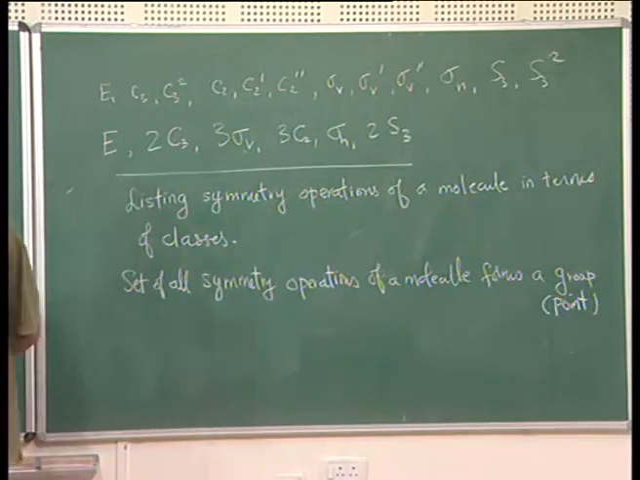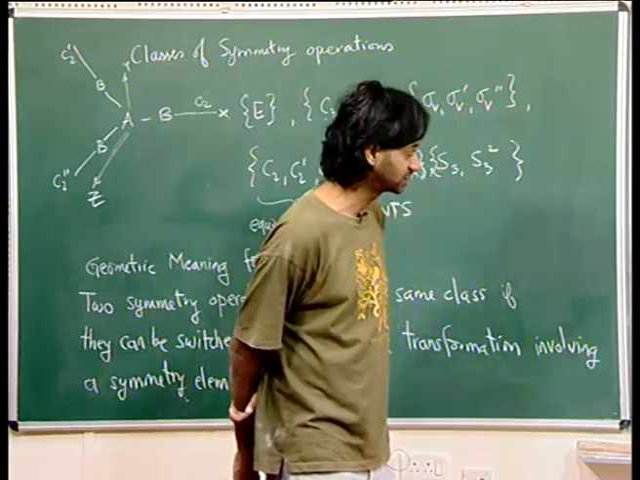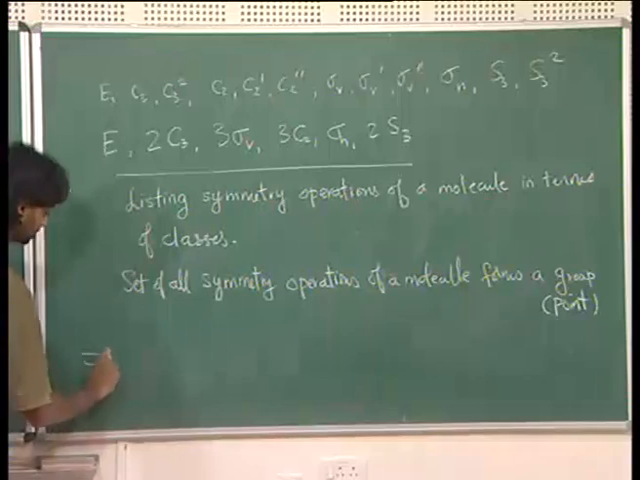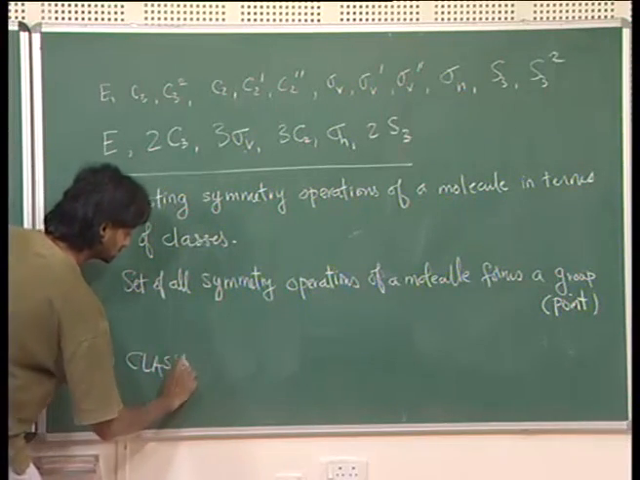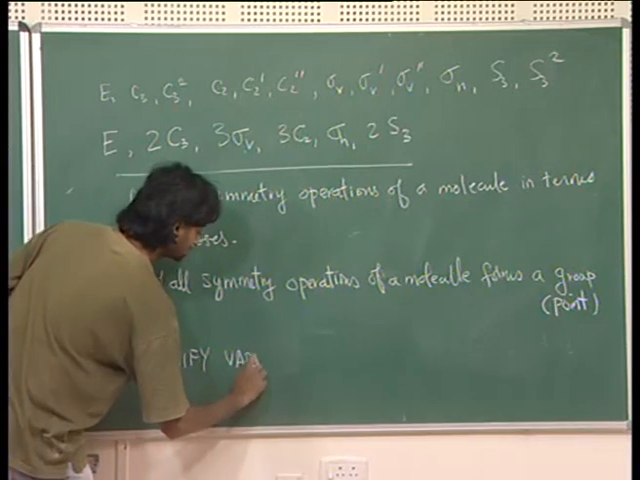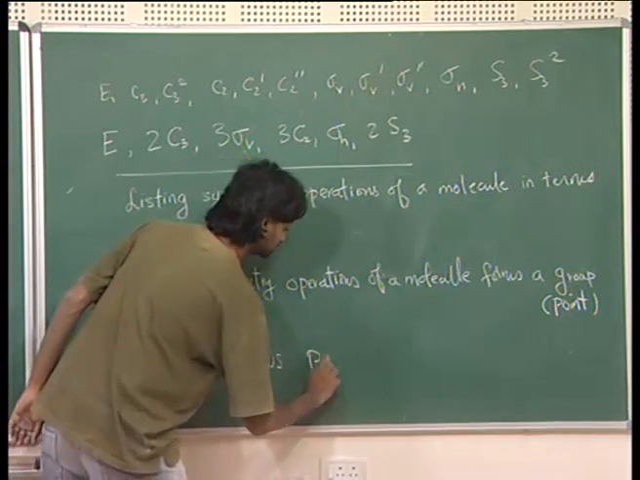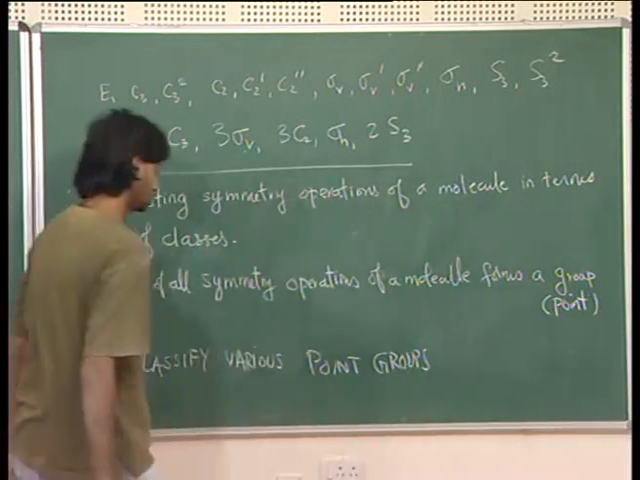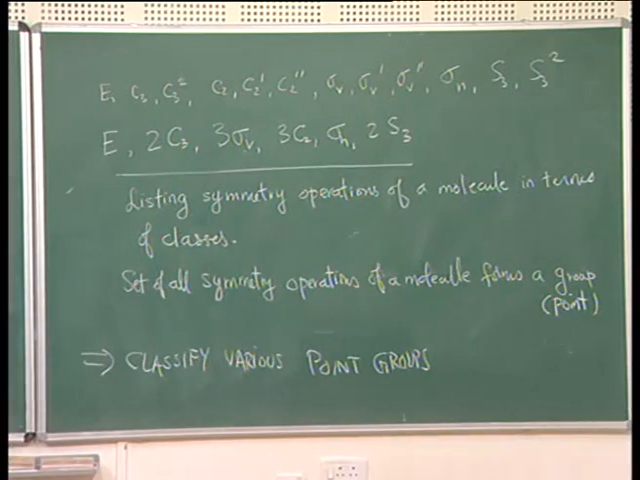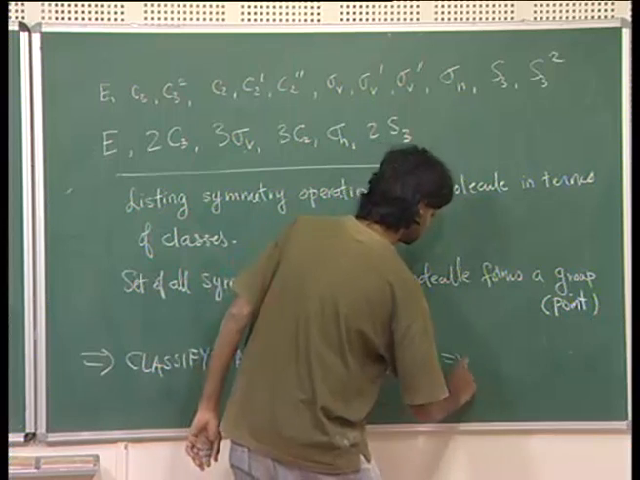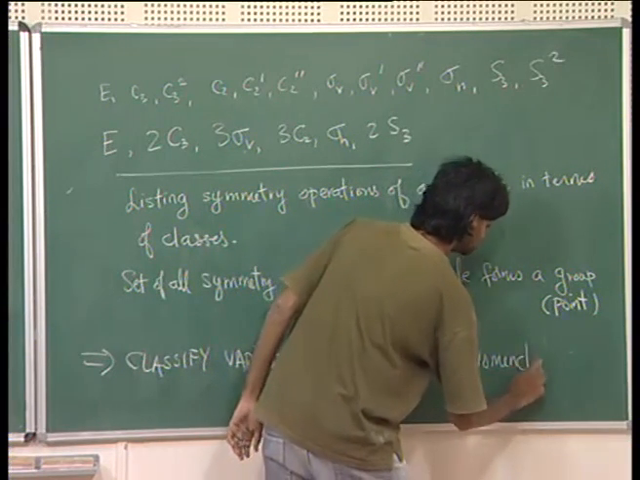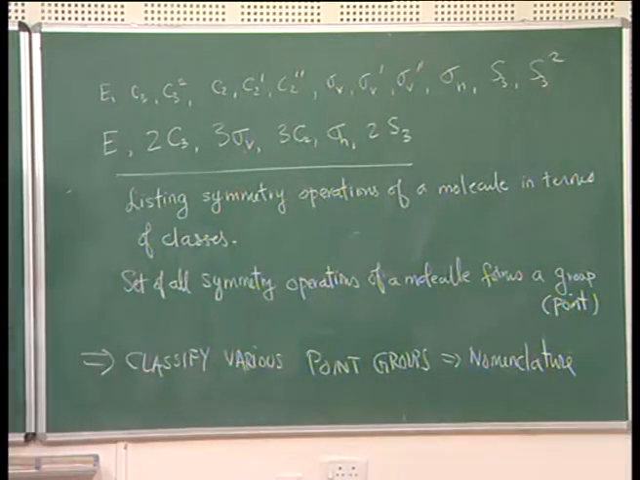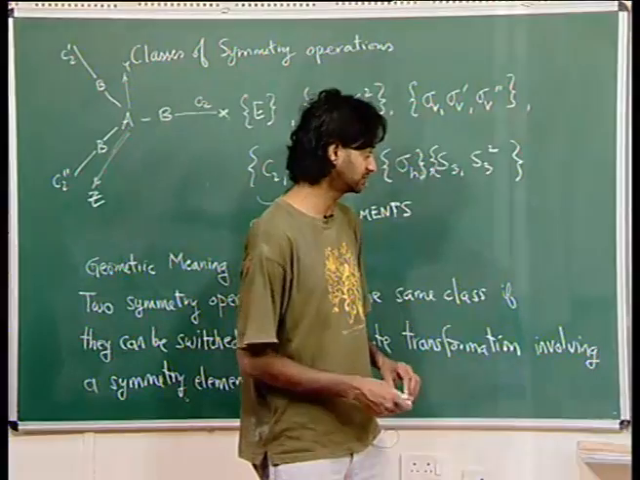Now, the next task is to classify the various point groups in terms of what operations they have. So, you want to classify various point groups, as in you want to give names to them. This has a lot of nomenclature. There are some standard conventions that are used to name the various point groups, and this is what we will take up next.